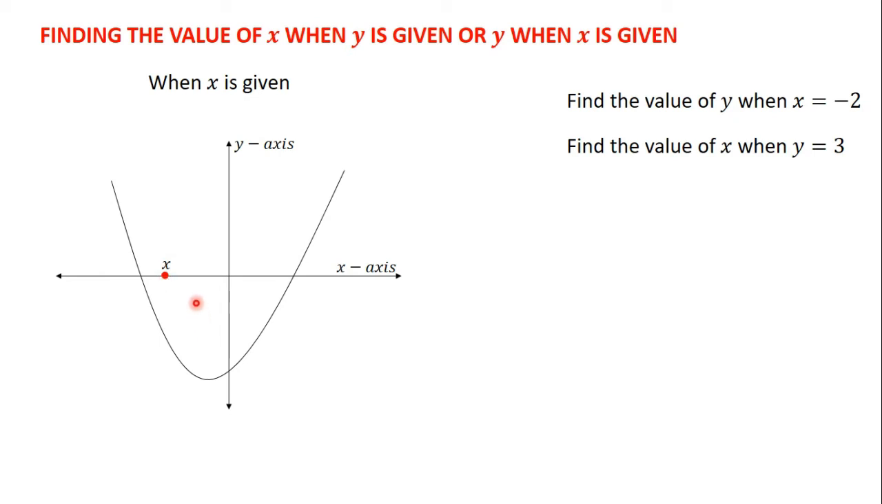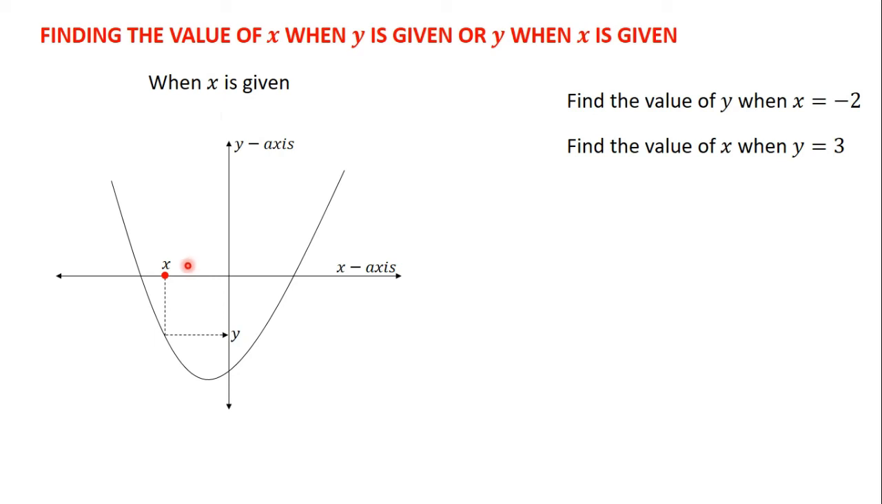After you have located it, you draw a vertical line from the point to meet the curve as we have here. We usually use short dashes so that you can differentiate it from other lines that are drawn on the graph. So you draw a vertical line from the point to meet the curve. Then from the point where the vertical line meets the curve, you draw a horizontal line to meet the y-axis. Then you read the y value there to get the value of y when x is given.